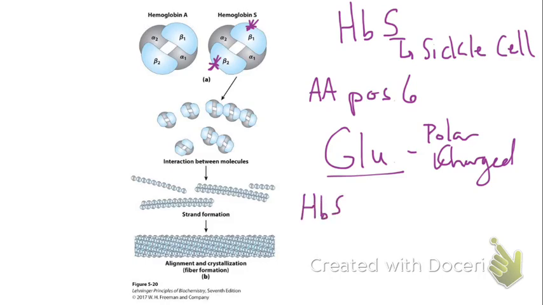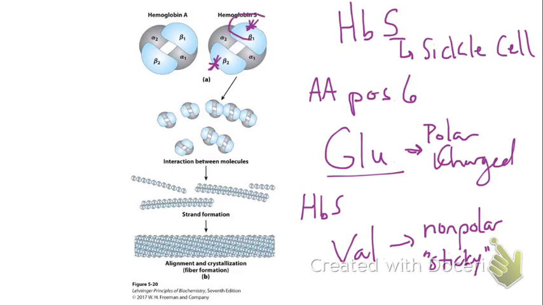But in the sickle cell hemoglobin, we change that glutamate to a valine. Now let's think about a valine. A valine is nonpolar, and it's uncharged, obviously, because it's nonpolar. Nonpolar R groups become sticky. So under deoxy conditions, we now have a sticky R group on the outside of our hemoglobin.